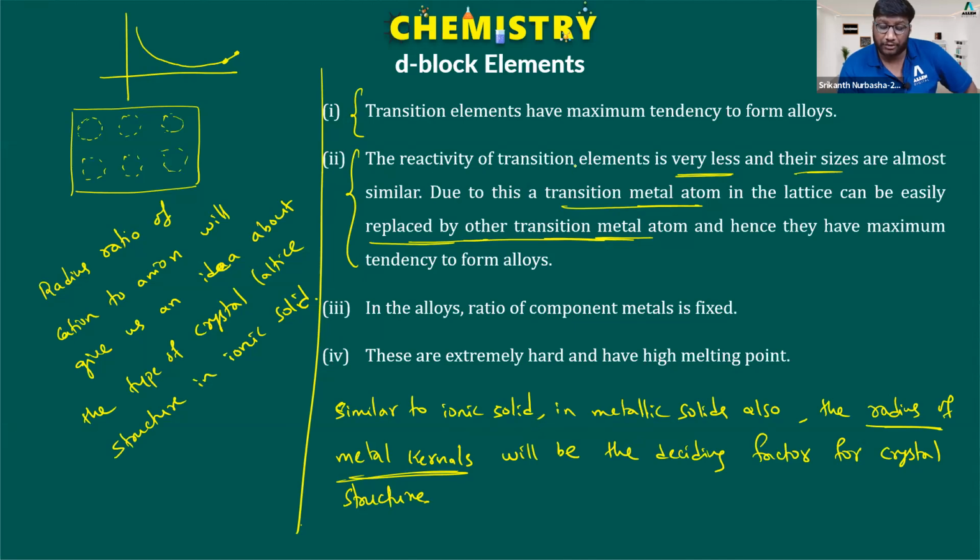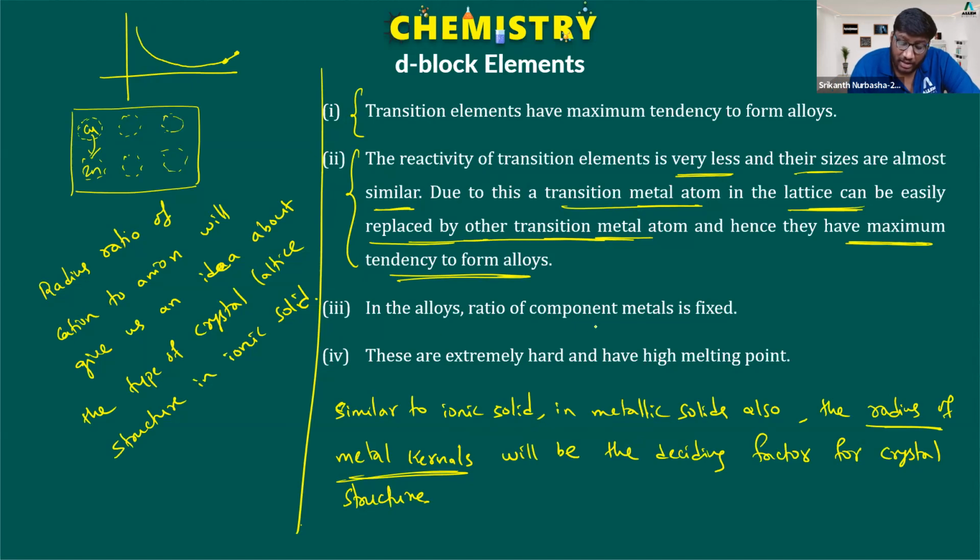The reactivity of transition elements is very less. Why? Because they are hard and their sizes are almost similar. Because of similar sizes, what happens? Due to this similar size, a transition metal atom in a lattice, like here we have copper, can be replaced by another transition metal like zinc, which has similar radius, and hence they have maximum tendency to form alloys.